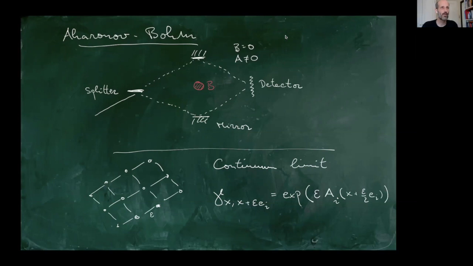You see, it wouldn't be very natural to write A_i of x because of that thing, right? So if I write gamma of x plus epsilon e_i, x, because of what I just said, this should be equal to the inverse of the previous one. And so with this way of writing, this is exponential of minus epsilon A_i of, again, x plus epsilon over 2 e_i.